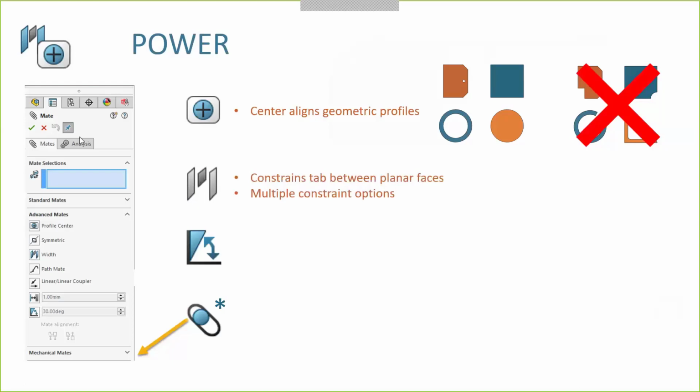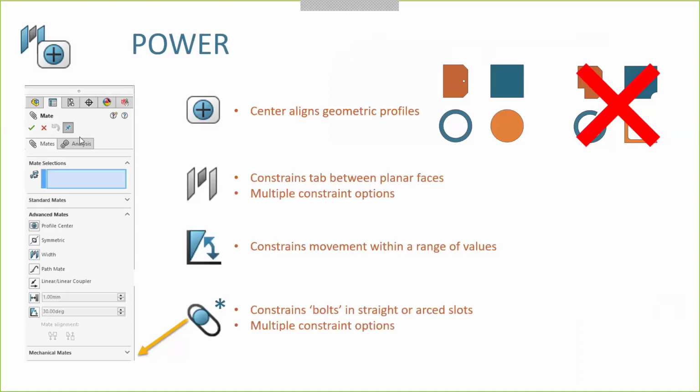Width mate is going to constrain a tab between some planar faces. We're going to have different constraint options that we're able to use. We'll see when we jump in here. The limit mates constrain our movement in a given range that we define. And the slot mate contains the movement of a cylindrical face, like a bolt, inside of a slot. Could be a straight slot, or an arc slot.